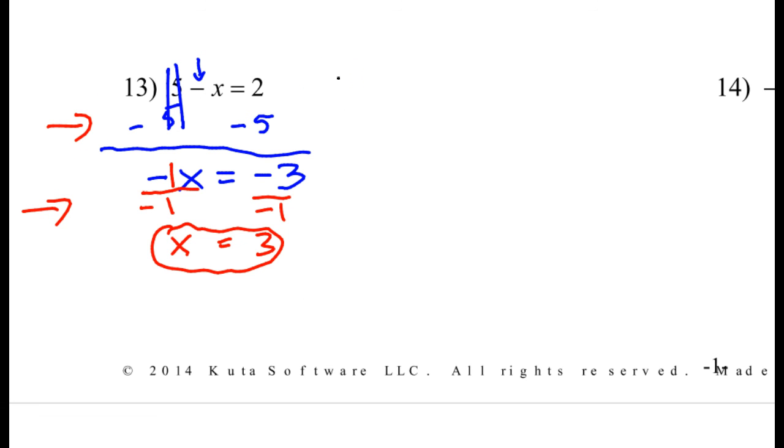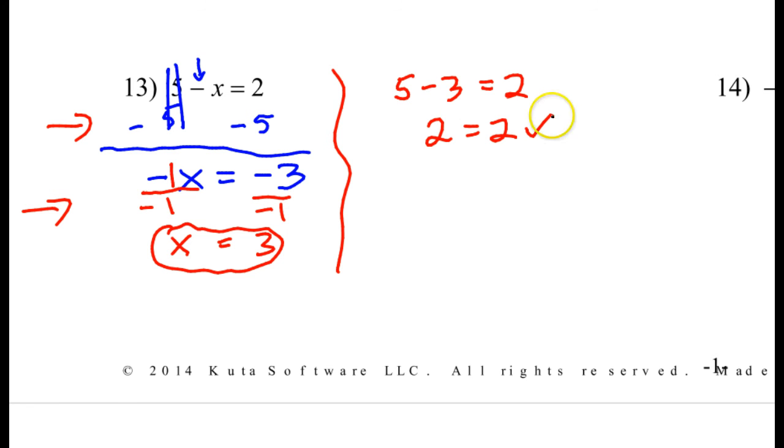It's not about you knowing the answer, and then if you know the answer, that means you don't have to prove it any longer. You still have to prove it. So when you get to here, is 5 minus 3, 2? Yep. No problem.